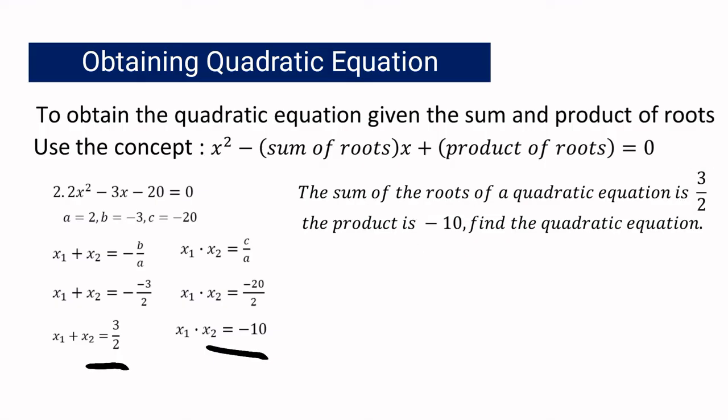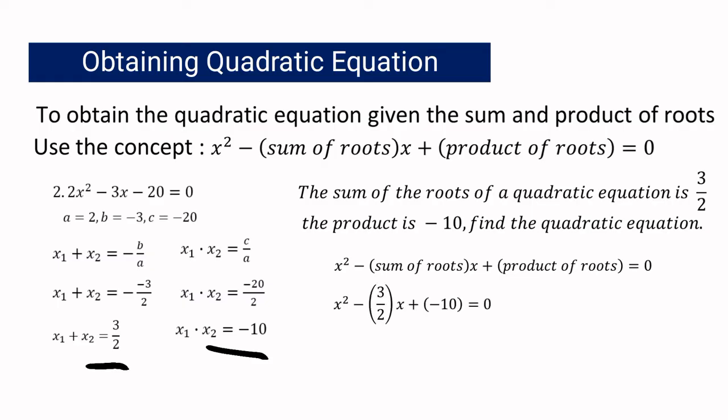We are just going to use the concept x squared minus the sum of roots with the variable x and then the product of roots equals 0. We are going to substitute now. The sum is 3 over 2 and the product is negative 10. If we are going to simplify, it will become x squared minus 3 over 2x minus 10 equals 0. How are we going to simplify? We have a fraction here.